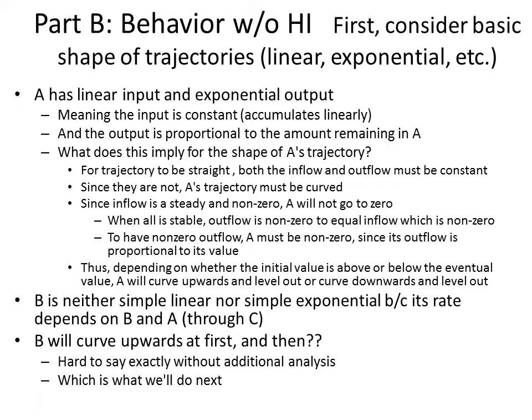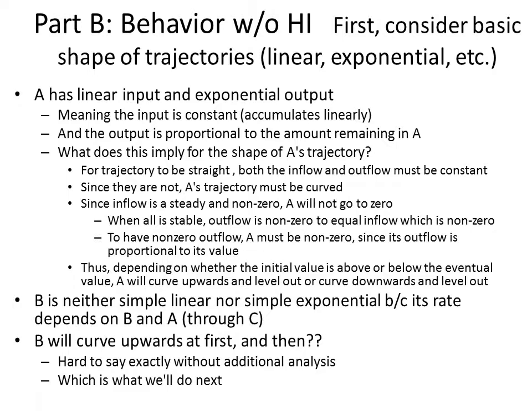For a non-zero outflow, A has to be non-zero, since its flow is proportional to the value. Thus, we know that this little part of the model is going to be curvy, and it's not going to go all the way to zero.